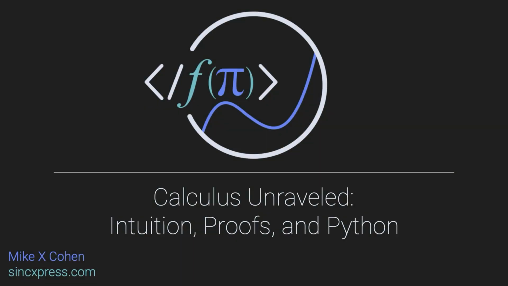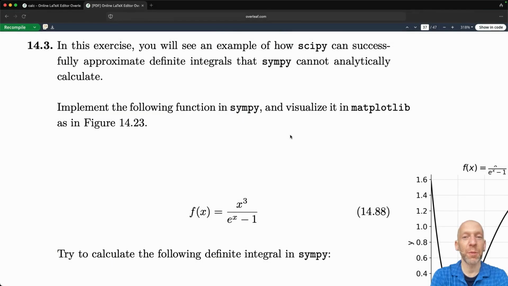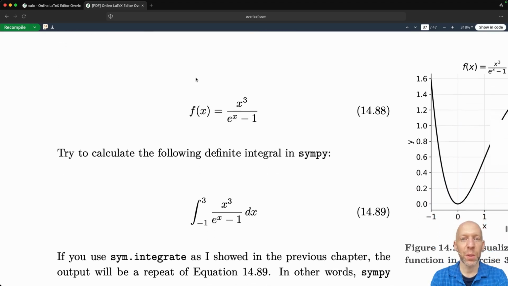Now for exercise 3 of chapter 14. The goal of this exercise is to explore using SymPy and then also SciPy to calculate a definite integral. And you will discover that SymPy is unable to calculate an exact analytic definite integral. And so therefore, we're going to use SciPy to estimate that successfully. Okay, so here's what you want to do.